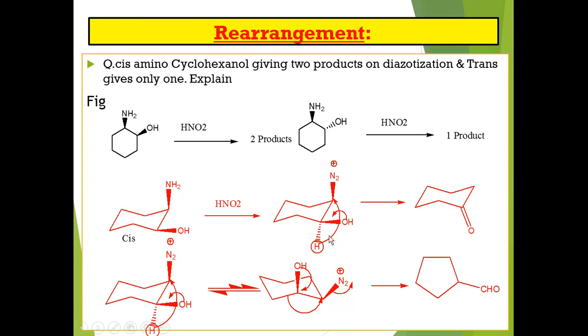The first is a shift of hydrogen and simple formation of a ketone, and the second way gives the rearrangement product. Therefore, if the cis isomer is the starting material, you will get two products: one is cyclohexanone and the second is cyclopentane carboxaldehyde. On the other hand, the trans isomer gives only one product.